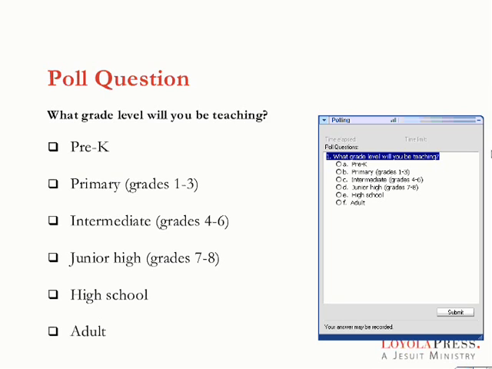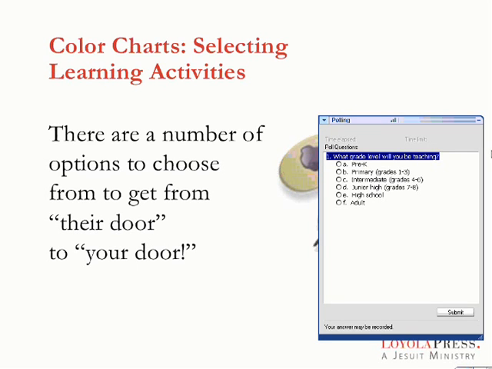All right, Joe, thank you very much. This question: what grade level will you be teaching? A for pre-kindergarten, B for your primary grades 1 through 3, C for the intermediate grades 4 through 6. D, junior high, is grades 7 and 8. E is high school, and F is for adults. Joe, it looks like we have some good participation already. Excellent. Let's begin talking about the notion of different learning activities, and we'll post those results in just a second.